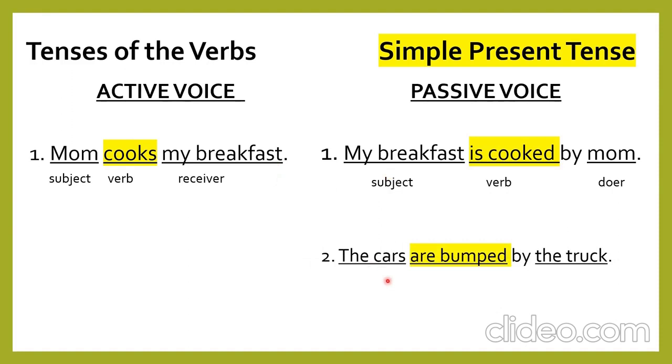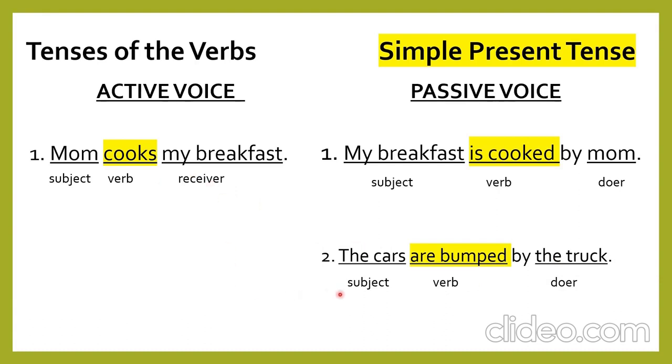Let's have this example. The cars are bumped by the truck. The subject is the cars. The verb is are bumped. Look at the verb. It also has an auxiliary verb because again, it's in passive voice. If it's passive voice, there is always an auxiliary verb. And the truck is the doer of the action. How are we going to convert it into active voice?